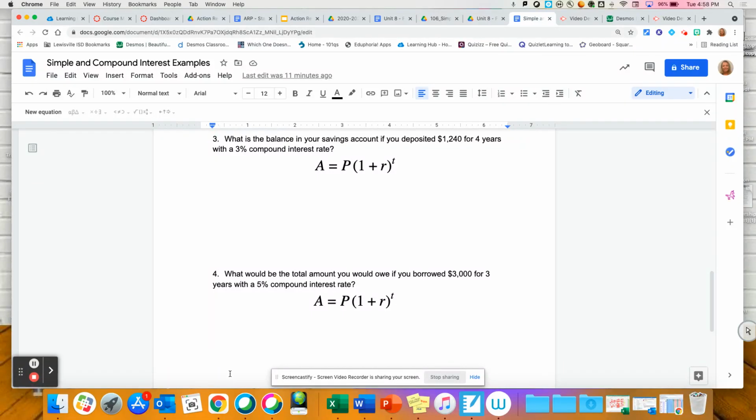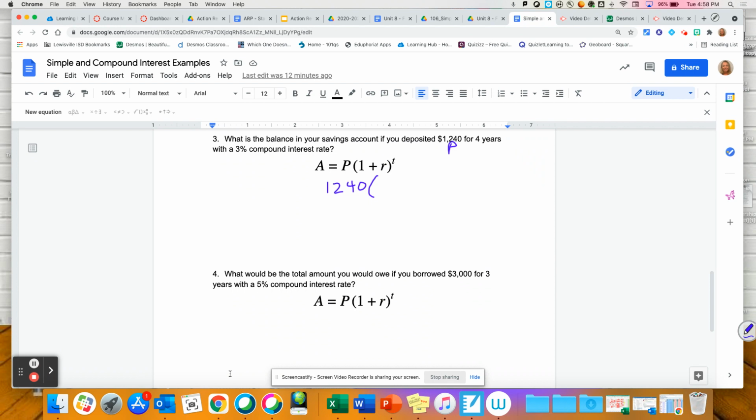All right, we're going to continue on with compound interest. The process is going to be very similar to simple interest. We're going to take our formula that we're given and plug in the information from the problem. So it says, what is the balance in your savings account if you deposited $1,240 for 4 years with a 3% compound interest rate? So the principal in this problem is $1,240.